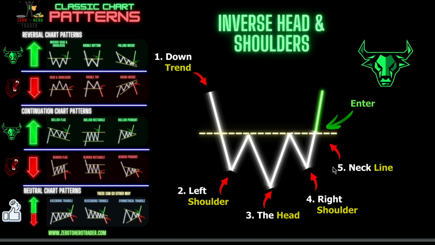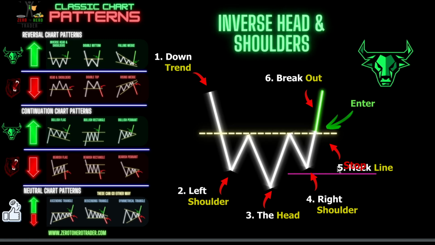That brings us to number six. Component number six is the breakout, and that's where we will be looking to enter, the breakout of that neckline. And where would we place our stops? Same as the head and shoulders, it's just flipped around. I'm going to place my stop just below this right shoulder here. So that is the inverse head and shoulders on the bullish side.